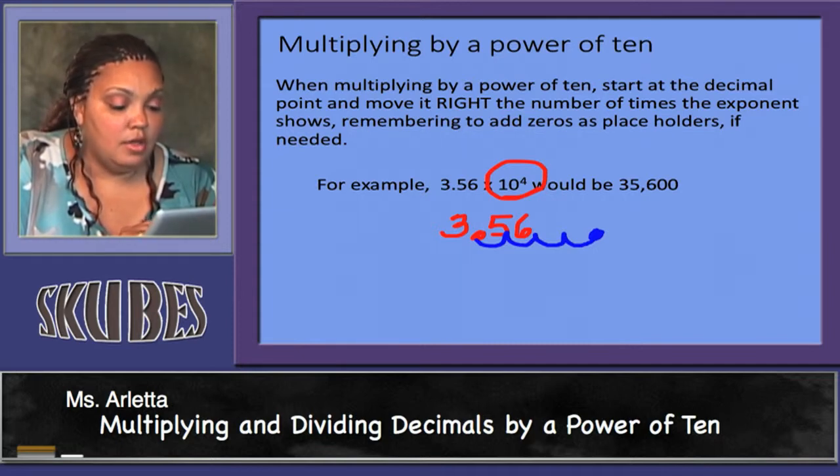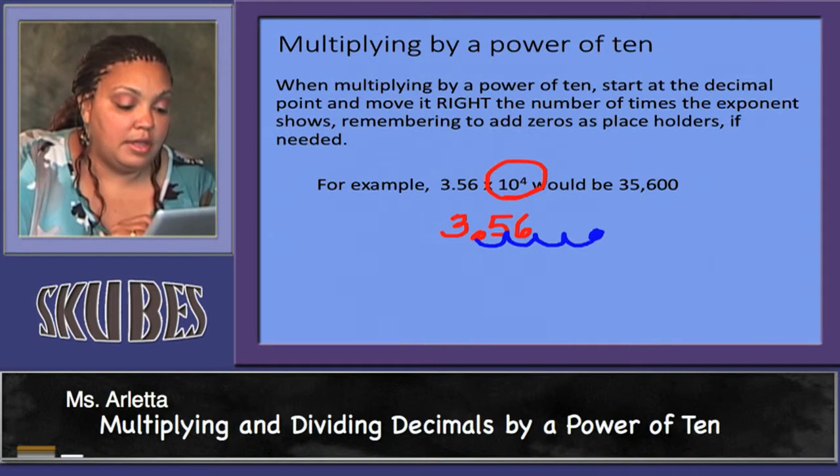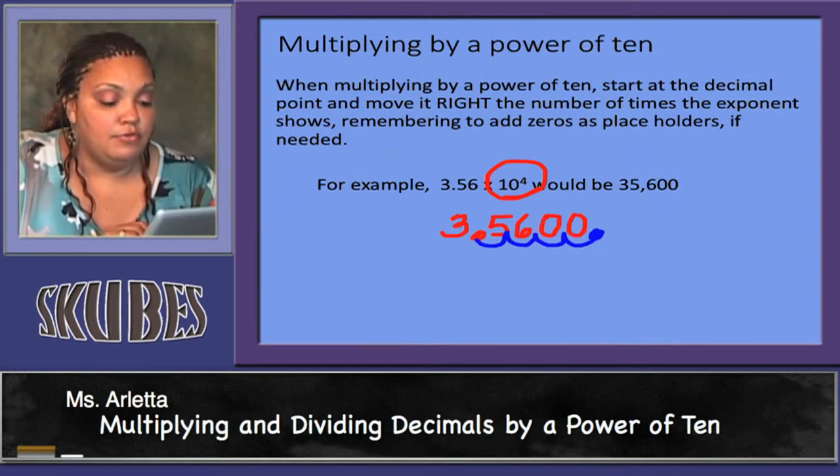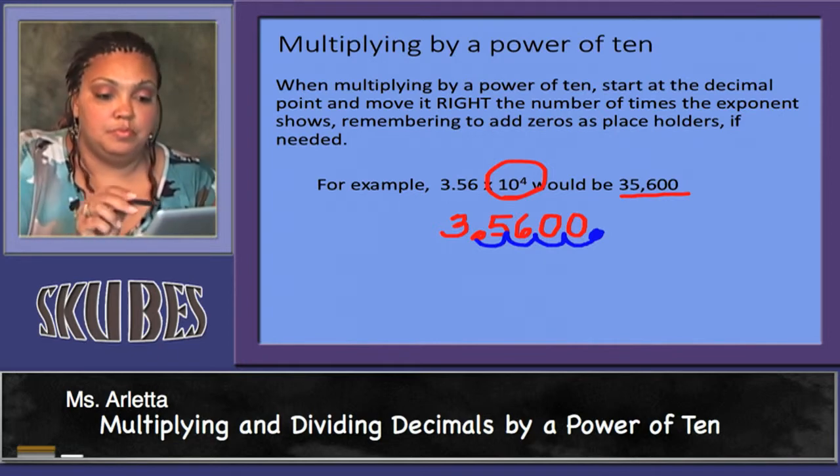Once I do that, those 2 spaces there I would have to make as a 0 placeholder. That is what the instructions said, remembering to add zeros as placeholders. So I'll put 1 0 here and another 0 there. And if you notice, our decimal point ends after both of those 2 zeros, which means your answer is 35,600.